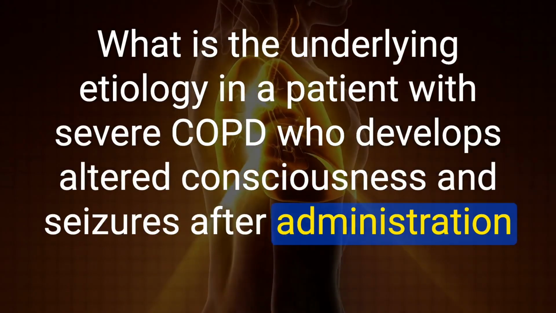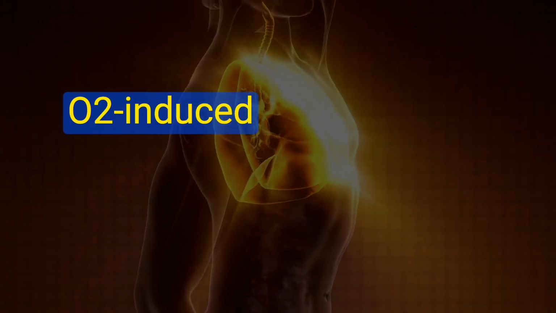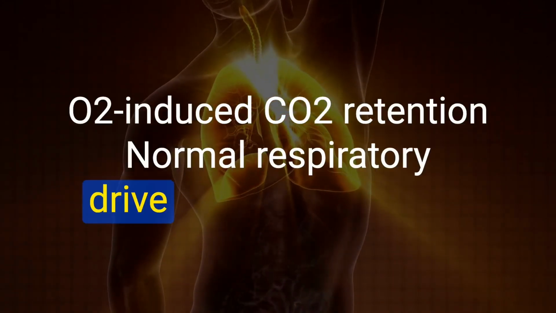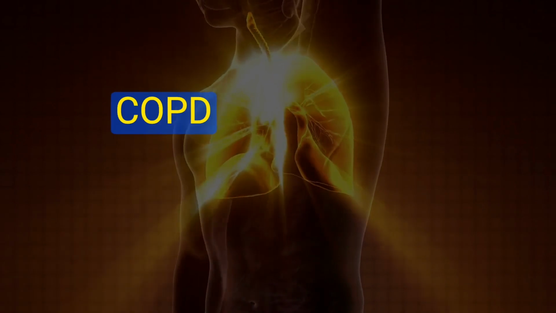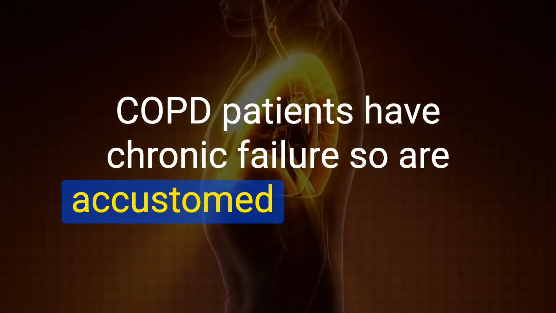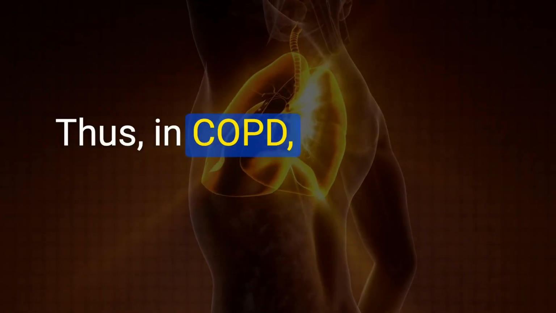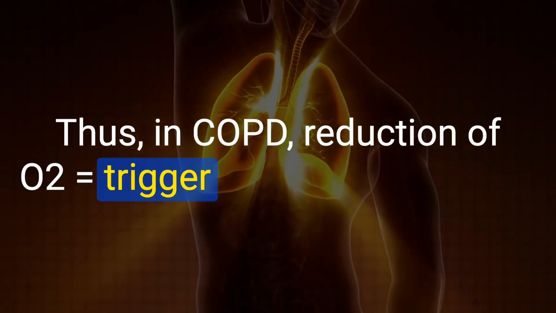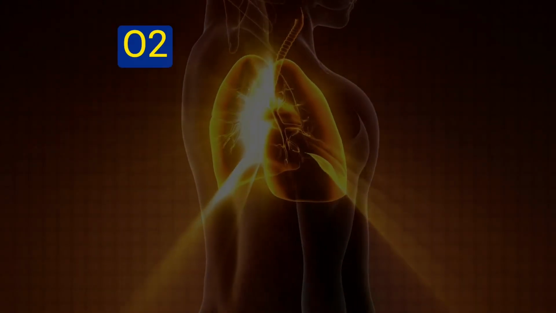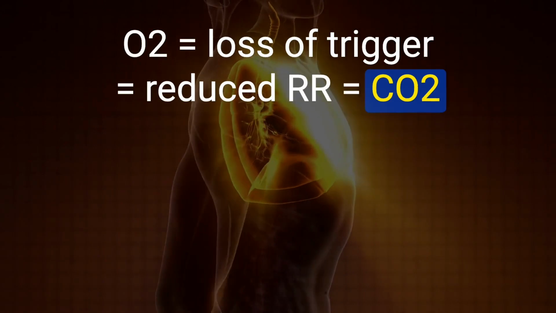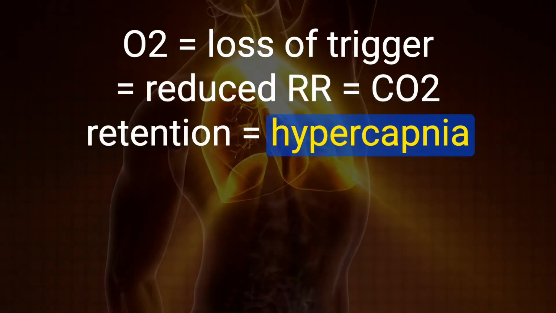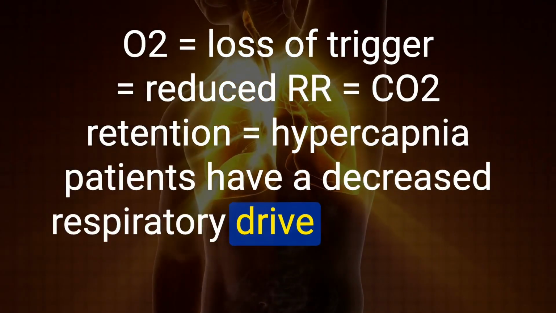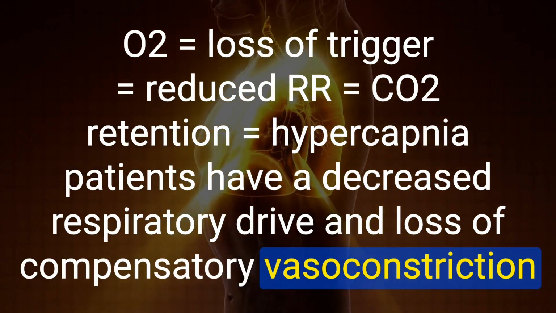O2-induced CO2 retention. Normal respiratory drive is regulated by CO2. COPD patients have chronic failure, so are accustomed to high CO2. Thus, in COPD, reduction of O2 equals trigger of respiratory drive. O2 equals loss of trigger equals reduced RR equals CO2 retention equals hypercapnia. Patients have a decreased respiratory drive and loss of compensatory vasoconstriction.